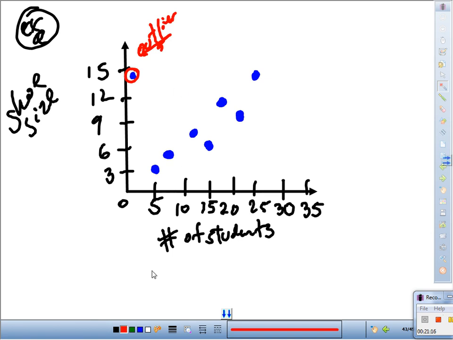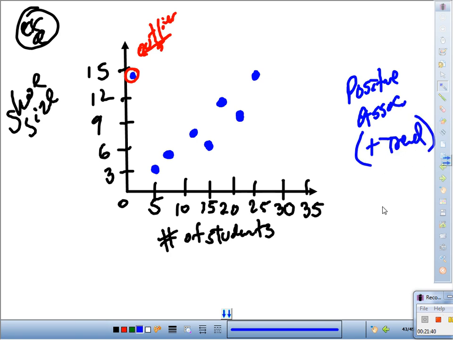So next, what kind of data do we have? Is it a positive association? So let's write it over here. Positive association, or in parentheses, positive trend. Okay. Now, is that fairly simple? Yeah. What if I gave you a table?